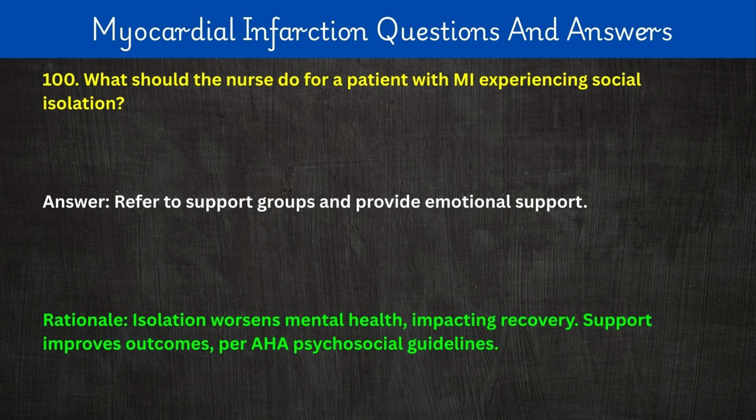100. What should the nurse do for a patient with MI experiencing social isolation? Answer: refer to support groups and provide emotional support. Rationale: isolation worsens mental health, impacting recovery. Support improves outcomes, per AHA psychosocial guidelines.